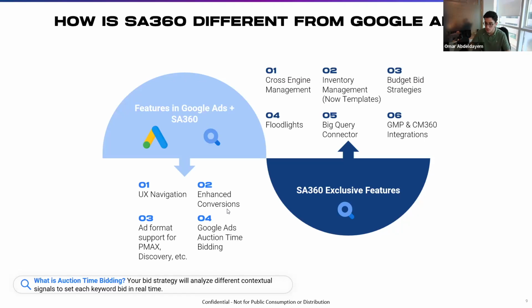Now, when we go into the SA360 exclusive features, the first one we have is, of course, cross-engine management between multiple different engines, such as Bing. We also have inventory management, which has now been renamed to templates, which allows you to kind of bulk create or edit many different campaigns, ad groups, and RSAs as well across multiple engines at once. We have budget bid strategies, which we'll be discussing today. Floodlights. You also have the BigQuery connector into SA360 directly. And then, of course, a multitude of GMP and CM360 integrations are also only available exclusively on Search Ads 360.